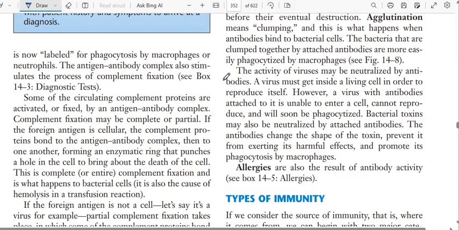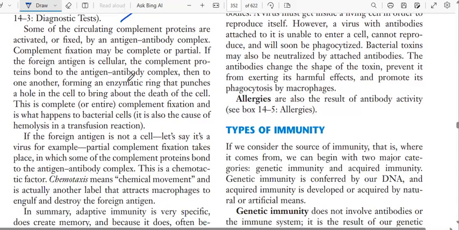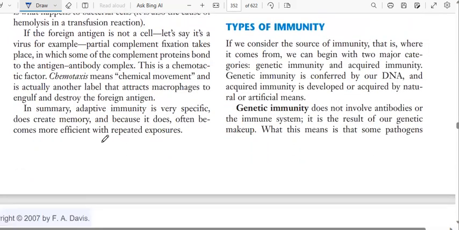The antigen-antibody complex also leads to the process of complement fixation. Some of the circulating complement proteins are activated or fixed by the antigen-antibody complex. Complement fixation may be complete or partial. If the foreign antigen is cellular, the complement proteins bond to the antigen-antibody complex. I think this is not so important.